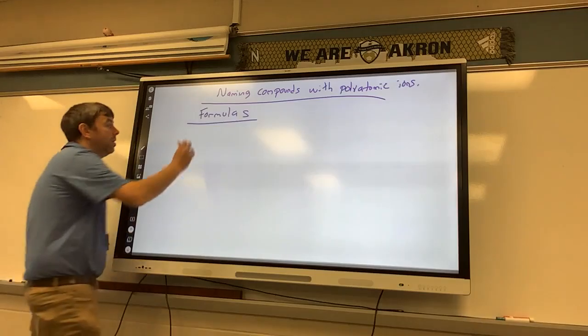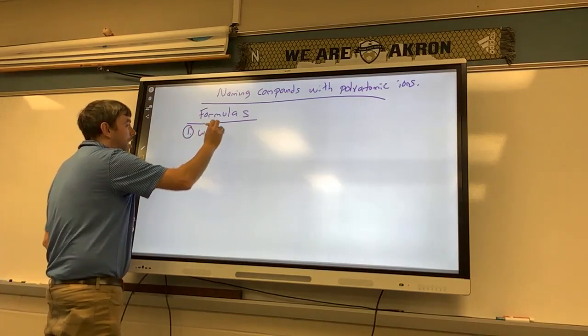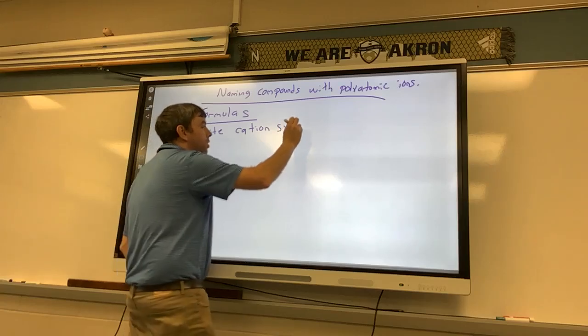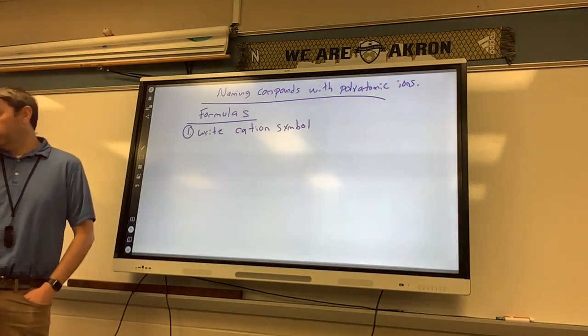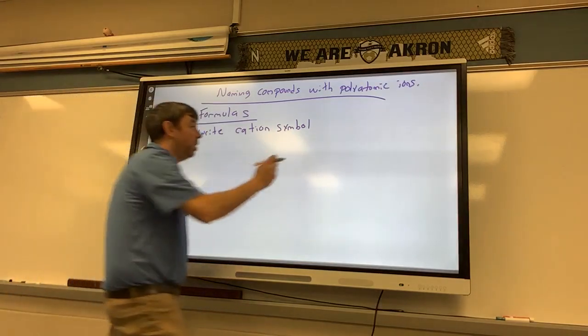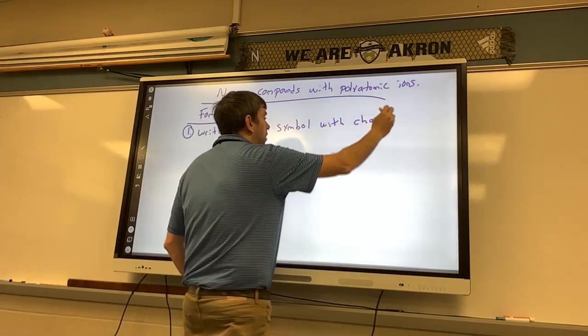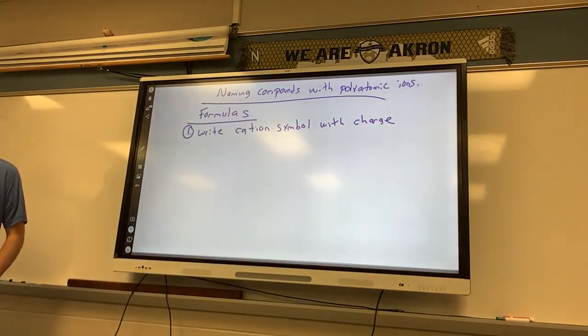Step number 1 is very similar to what we've been doing. It is write the cation symbol. Cation has what charge? Cation is always positive, right? So we're going to write the cation symbol with the charge. That sounds familiar, right? This is what we've been doing: Mg2 plus, Fe2 plus.